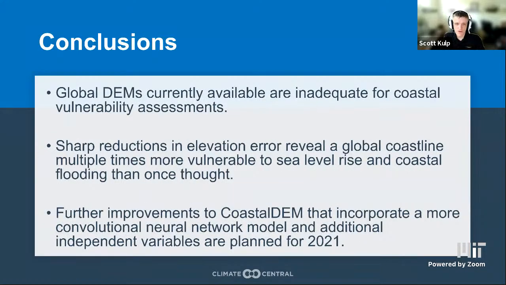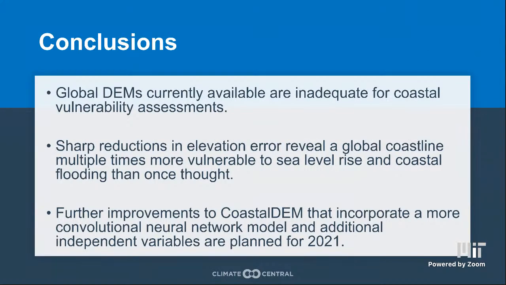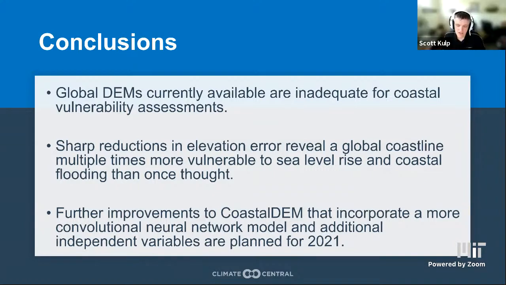So to conclude, we're hoping that this elevation model inspires countries to release and collect their LiDAR elevation data, better elevation data. We're hoping that this shows how important this elevation data is to understanding coastal vulnerability.